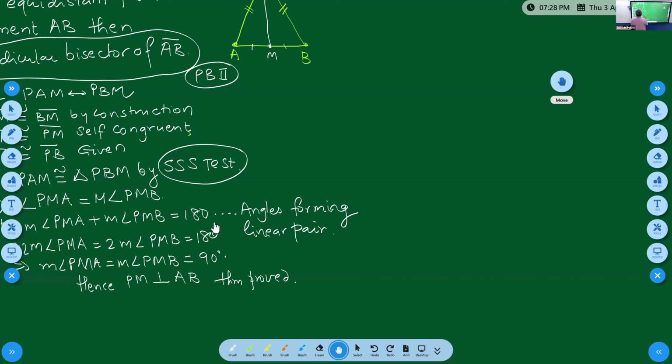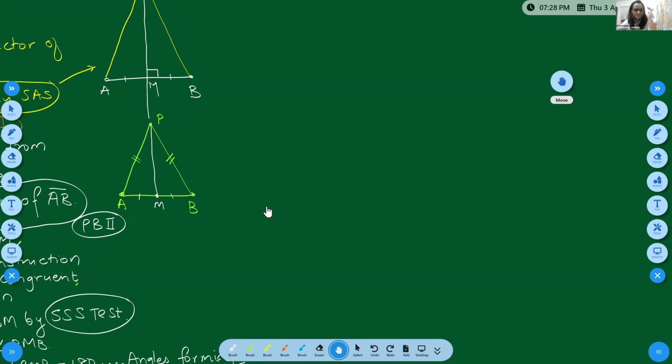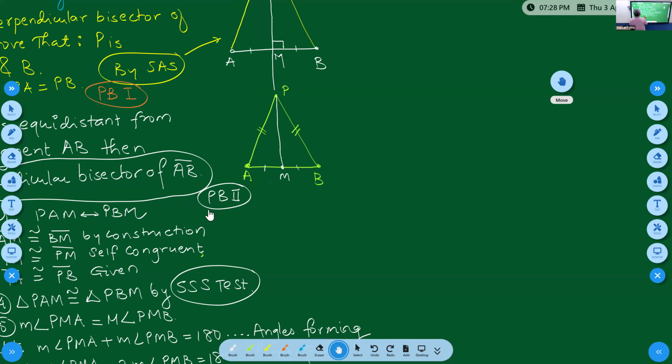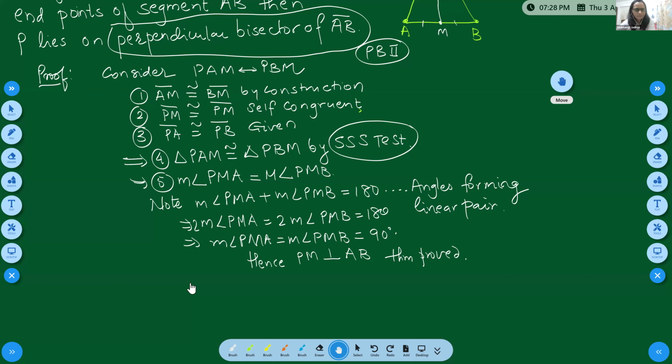First application is... Sir, just a minute, sir. Can you just bring it back? Sure. Sir, I was lost in between. Two times the measure of angle PMA is equal to 2 times the measure of angle PMB. From where did it come? Because the measure of angle PMA plus the measure of angle PMB is equal to 180. They are in a linear pair, and both of them are equal. With reference to the fifth point, it came. Yes, we have proved that they are equal.